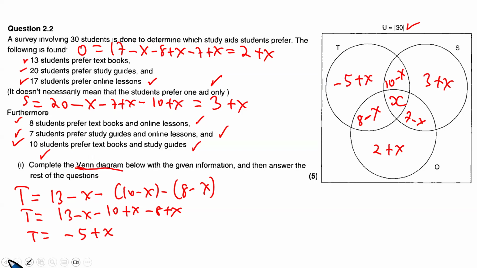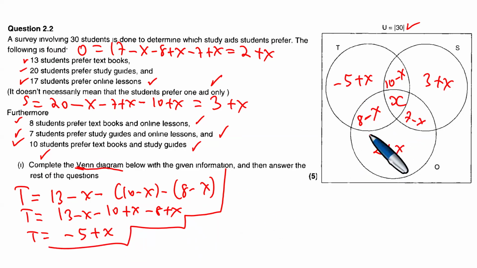Right, so to add everything, you need to complete the Venn diagram below the given information and then answer the rest of the questions. We have to complete the Venn diagram, but also find our x in it. What is x in this particular question? We proceed to find x as follows. Let us find the numerical value of x.